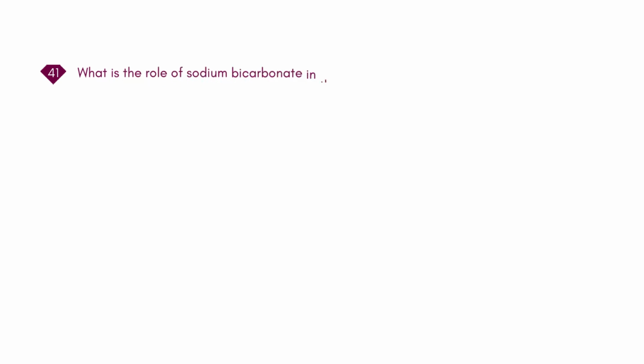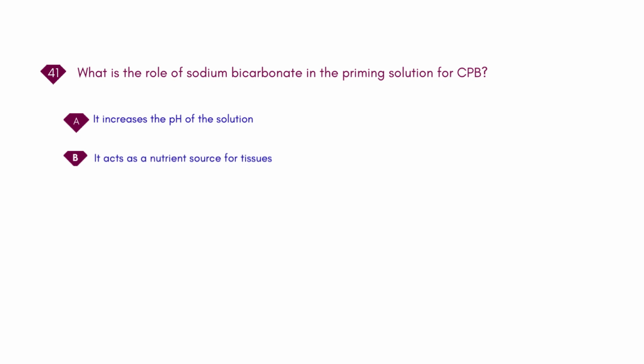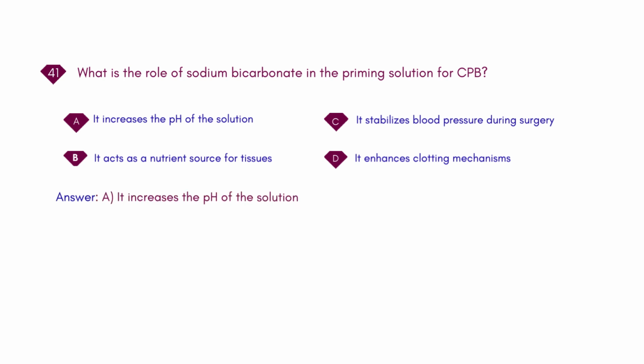What is the role of sodium bicarbonate in the priming solution for CPB? A. It increases the pH of the solution. B. It acts as a nutrient source for tissues. C. It stabilizes blood pressure during surgery. D. It enhances clotting mechanisms. Answer: A. It increases the pH of the solution.